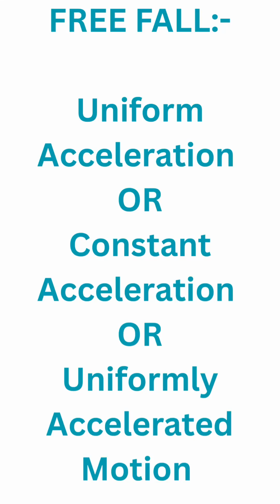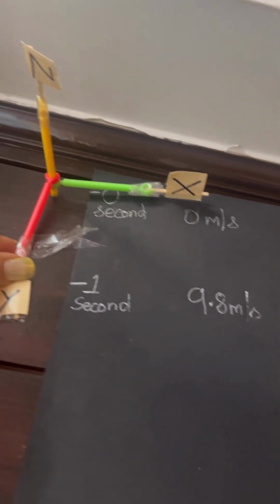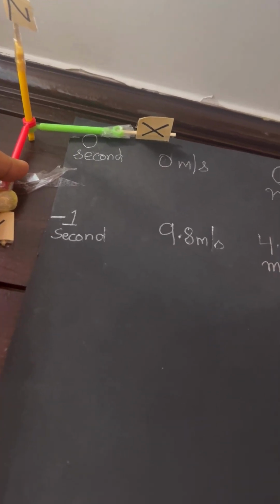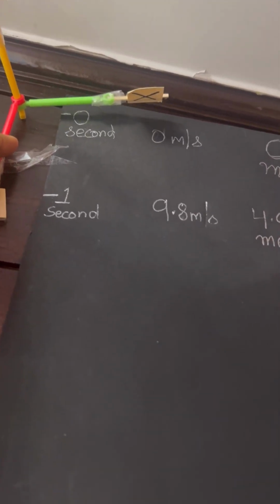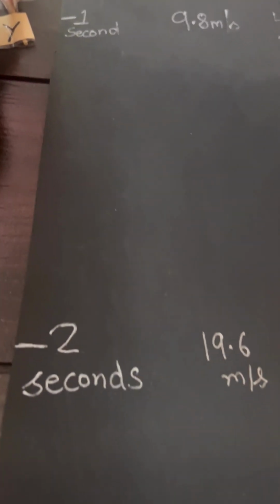Hello everyone, let's study free fall, which is an example of constant acceleration. Here is the frame of reference where the body will fall freely on this scale along the y-axis. So the y coordinate of the body will change when the body falls freely on this setup, as shown there.